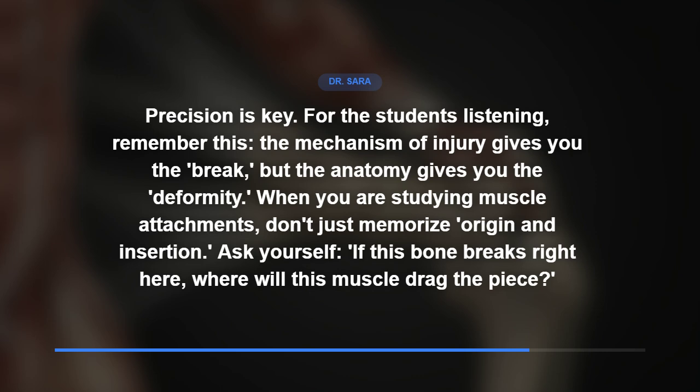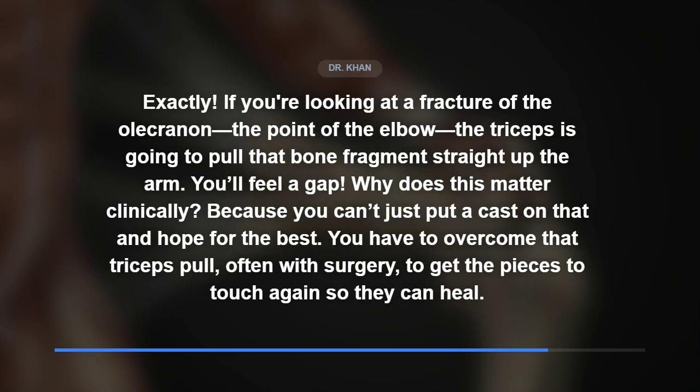When you are studying muscle attachments, don't just memorize origin and insertion. Ask yourself, if this bone breaks right here, where will this muscle drag the piece? Exactly. If you're looking at a fracture of the olecranon, the point of the elbow, the triceps is going to pull that bone fragment straight up the arm. You'll feel a gap. Why does this matter clinically? Because you can't just put a cast on that and hope for the best. You have to overcome that triceps pull, often with surgery, to get the pieces to touch again so they can heal.